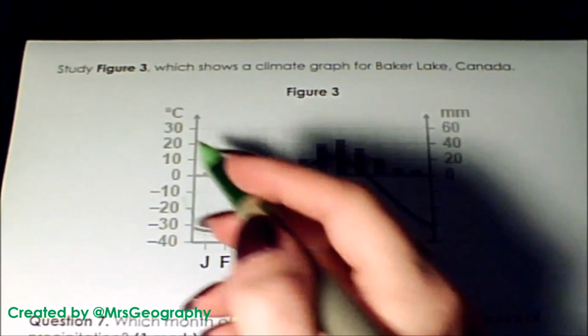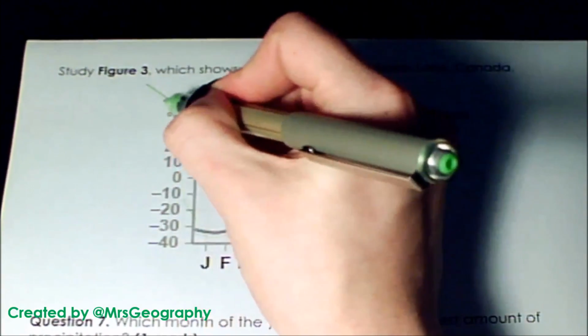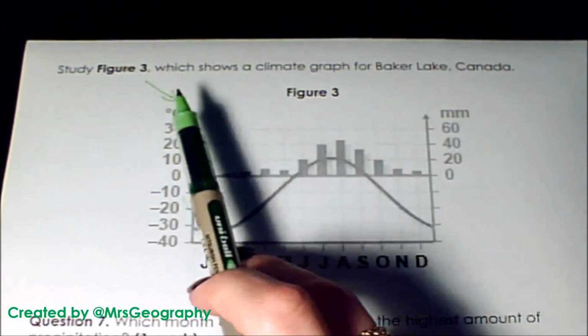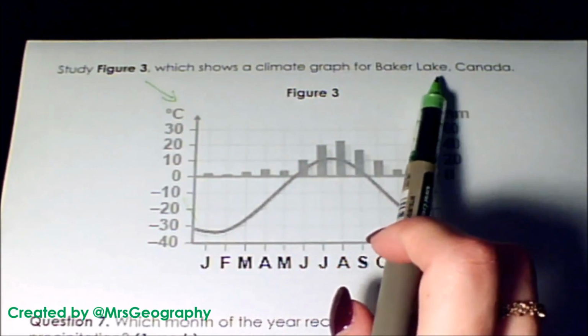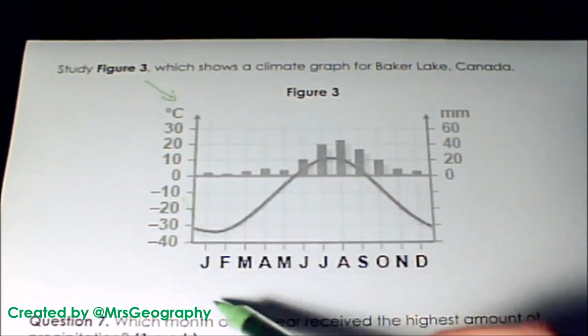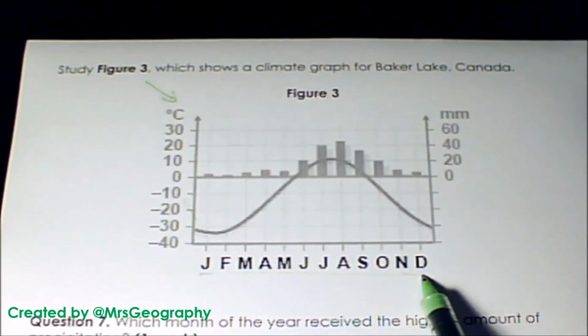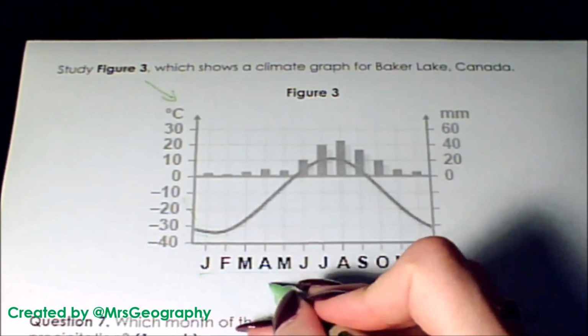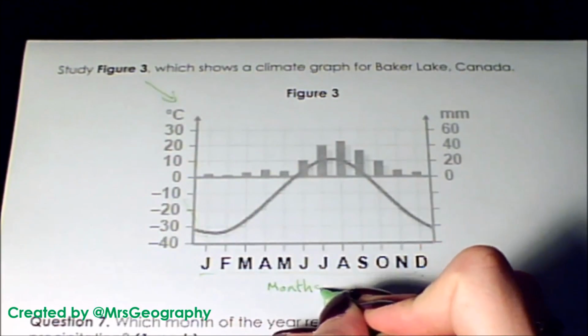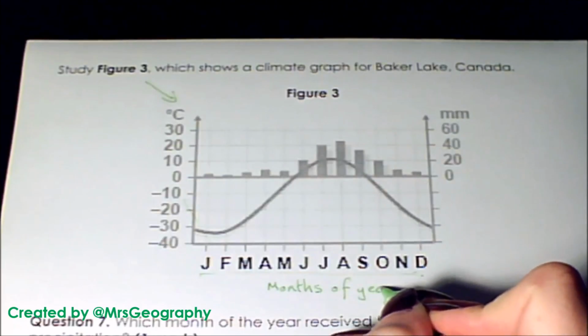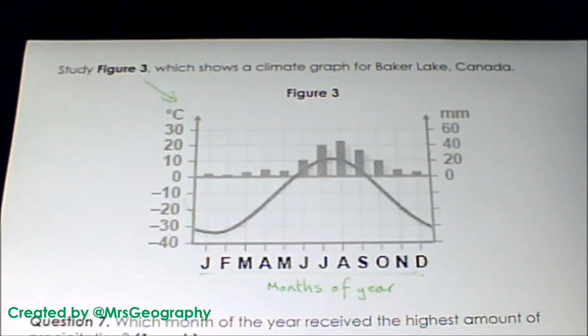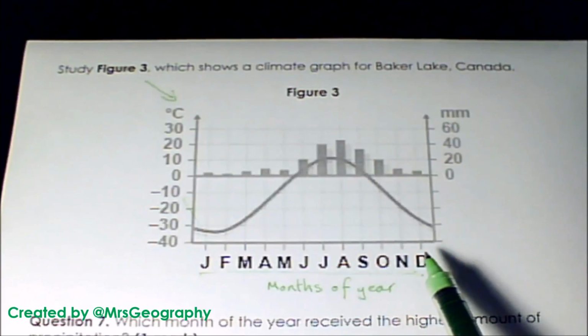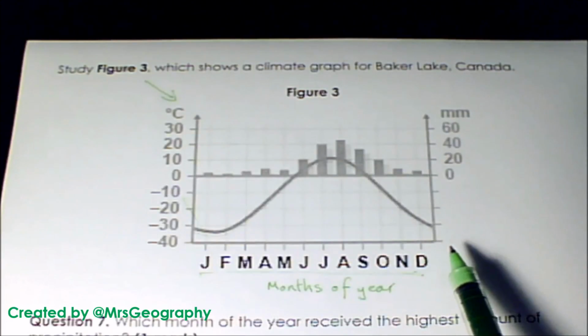Okay, so moving on, we're going to study figure 3. As you can see, figure 3 is below us, which shows a climate graph for Baker Lake, Canada. Now we can see on the graph that along the bottom there's 12, so these must be our months of the year. Now this climate graph is a bit different to a climate graph you've seen previously, so sometimes they do it to make you have a think about what it's showing.